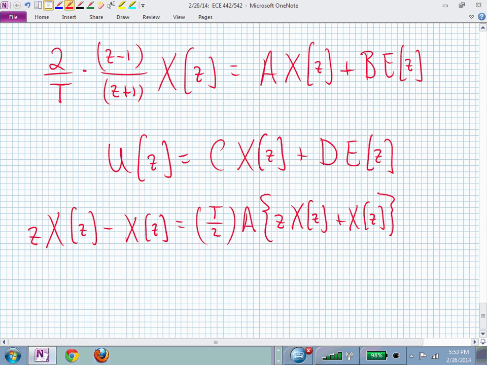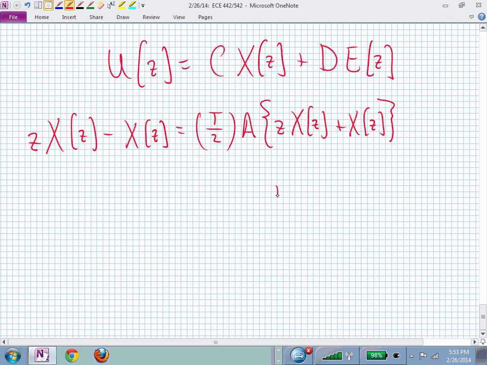And we also can't forget the input piece, which is B E times that T over 2 times the z plus 1. So in addition, I'm running out of width, so I'll just say capital T over 2, that's still on the right-hand side, B. But now we have z E of z plus E of z. Everybody okay with that? Now we can take that into the time domain.